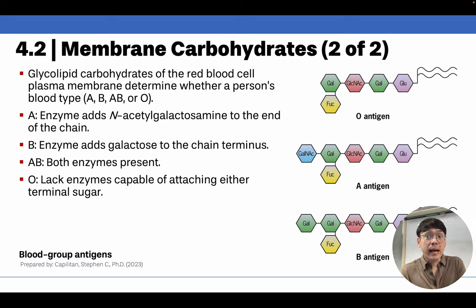So there are blood group antigens. Whether the person has type A, B, AB, or O blood is determined by this short chain of sugars, which are attached to the membrane lipids and proteins of the RBC membrane. So the oligosaccharides attached to the membrane lipids form your ganglioside, producing the A, B, and O blood types, which are shown again in this figure.